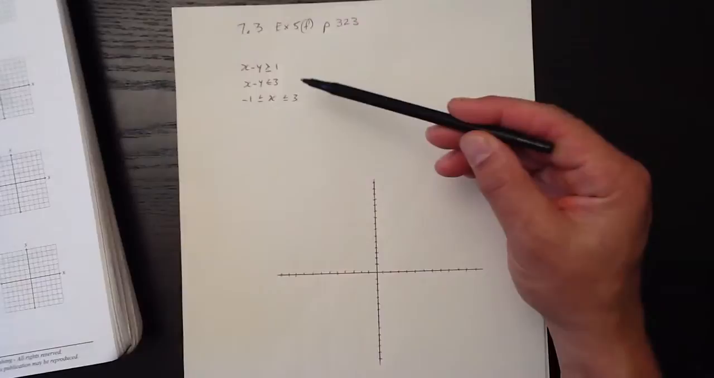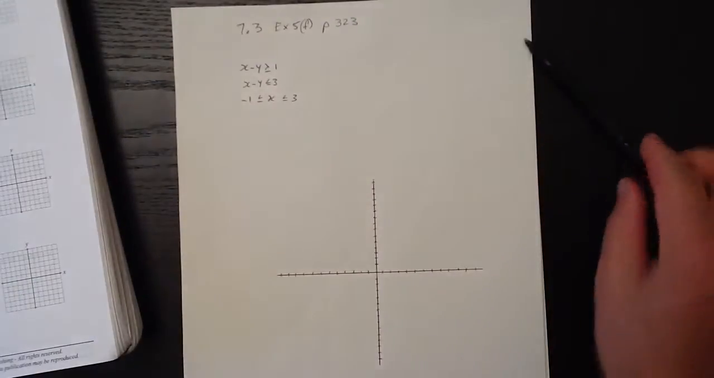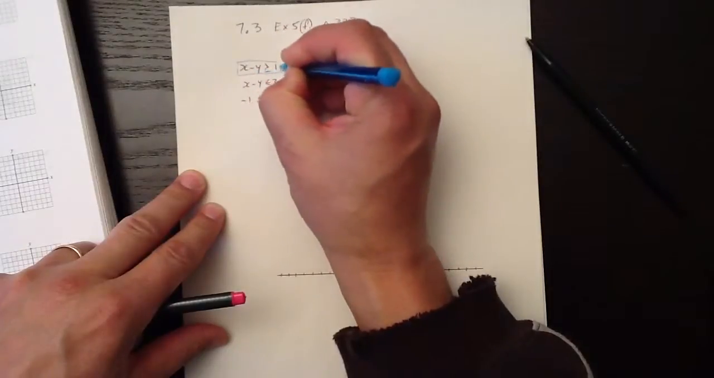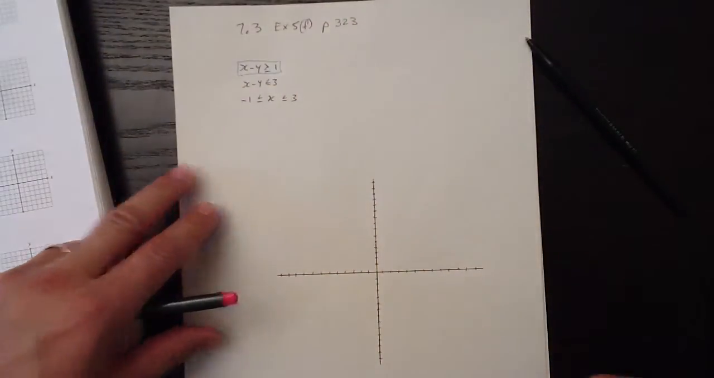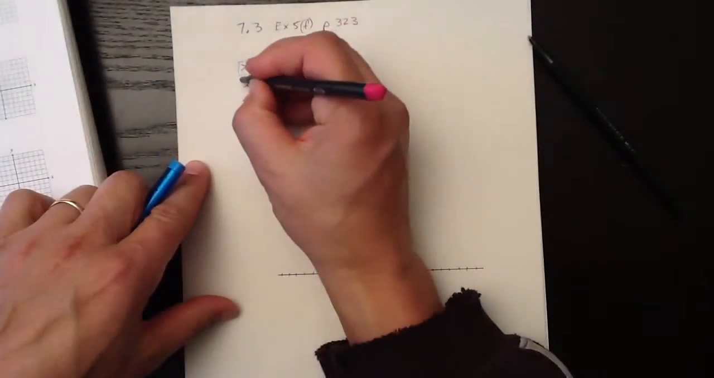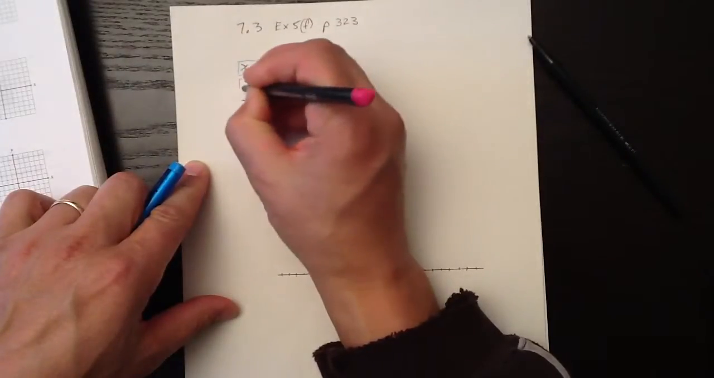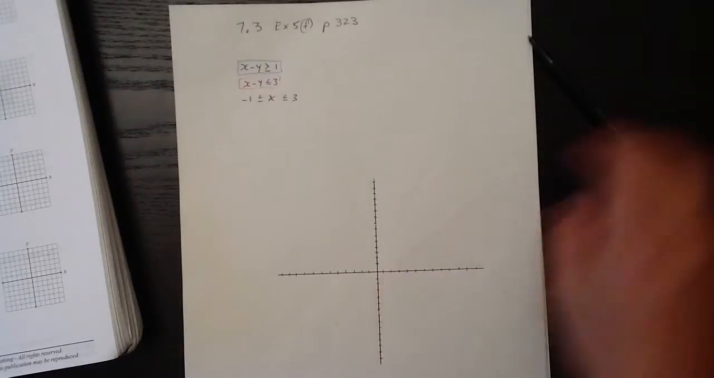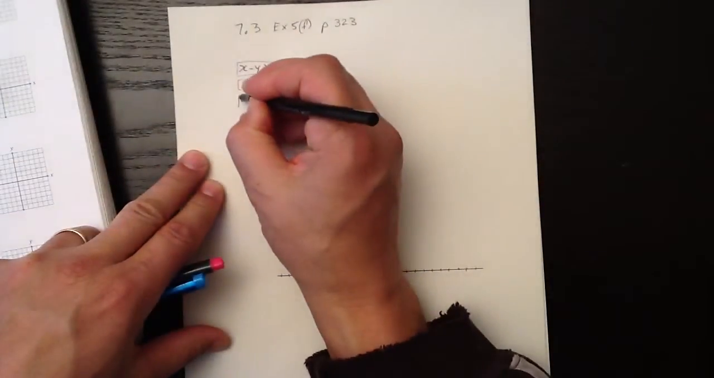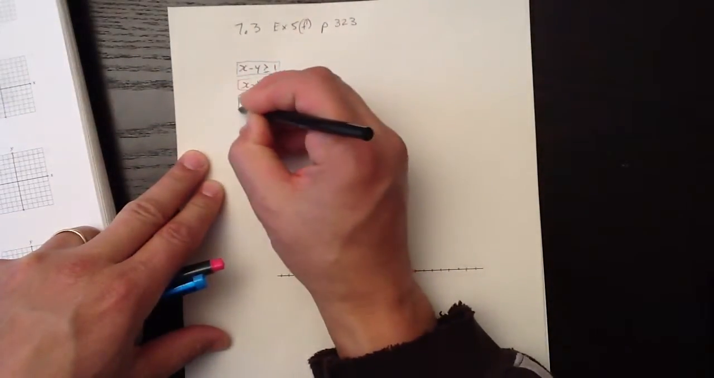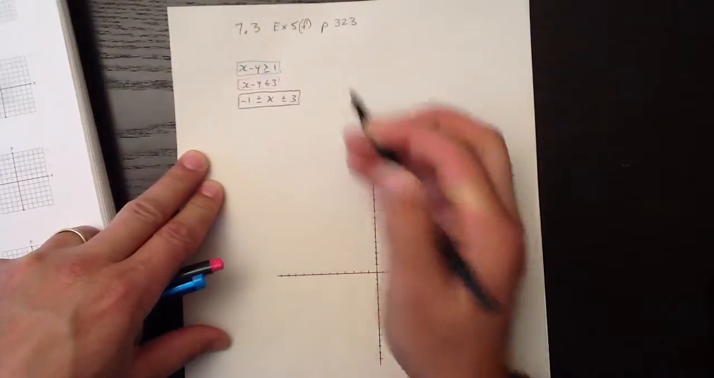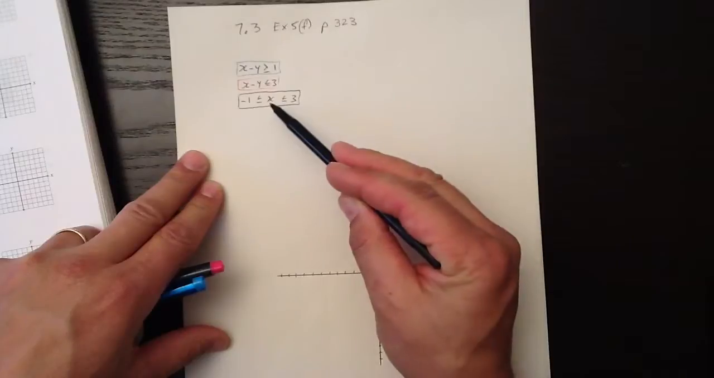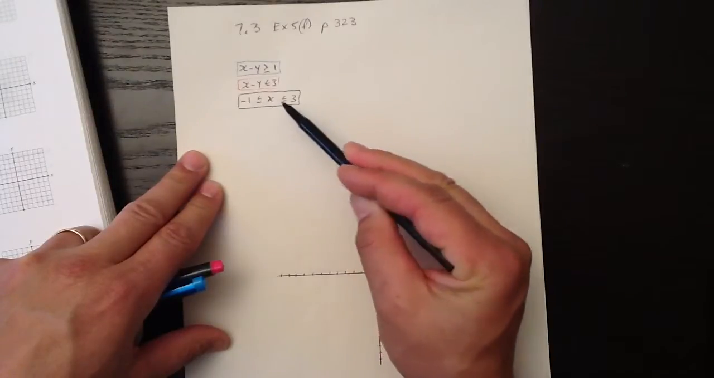So I've rewritten them all here. I'm going to color code them as well. Let's call this one the blue one. X minus y is greater than or equal to 1. And this one will be the pink one. And the pink one, x minus y is less than or equal to 3. And, well, I'm out of color, so we'll just call this one the black one. The black one says that negative 1 is less than or equal to x, which is less than or equal to 3. In other words, x is between negative 1 and 3.